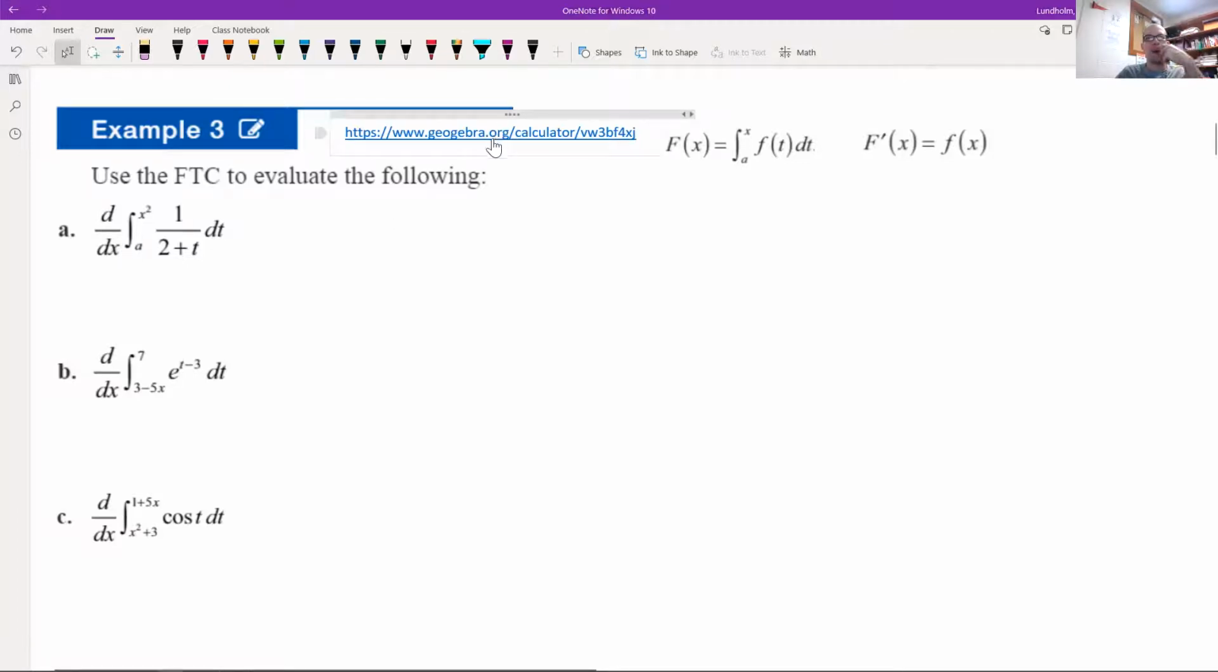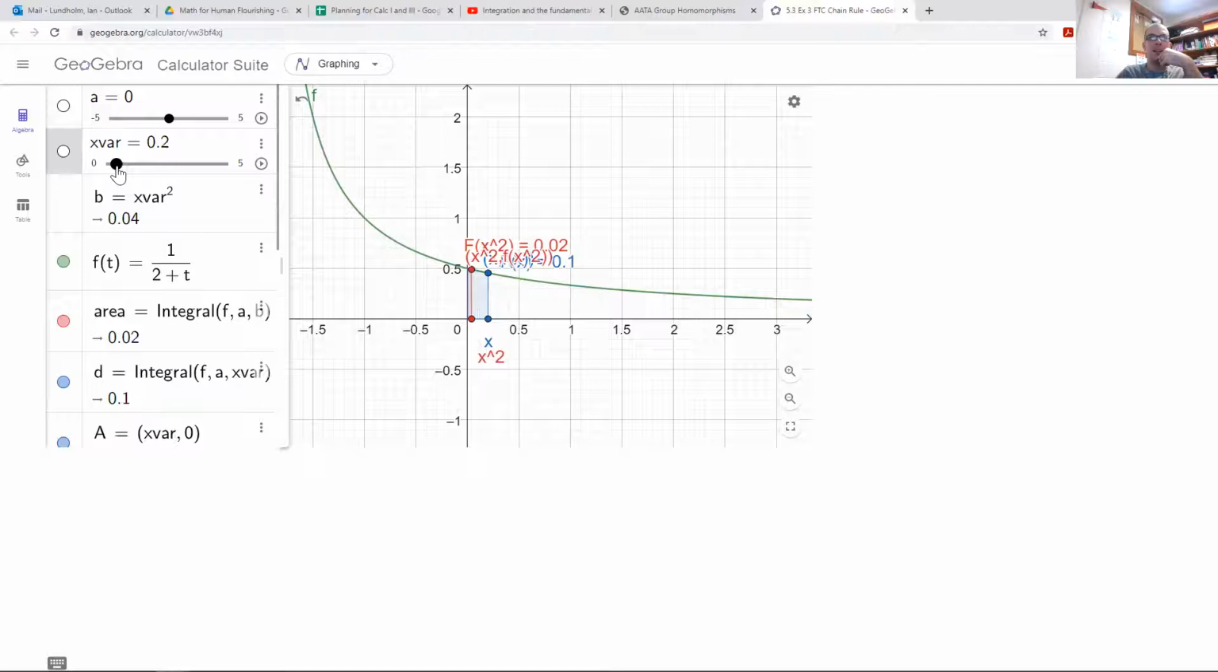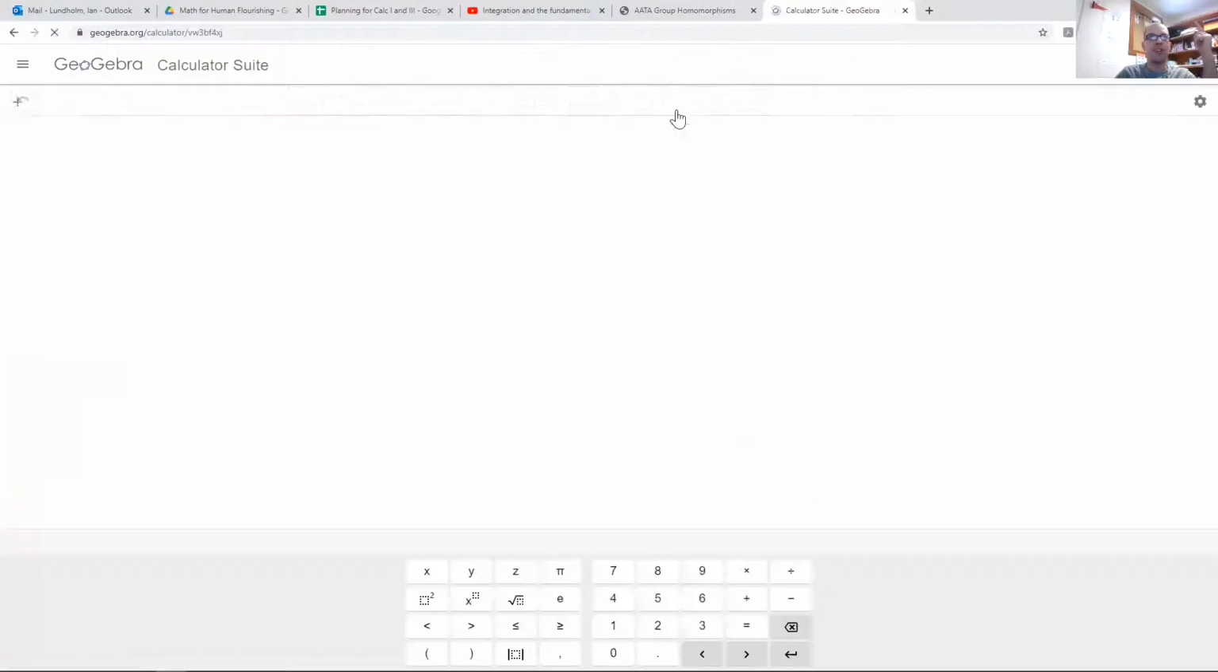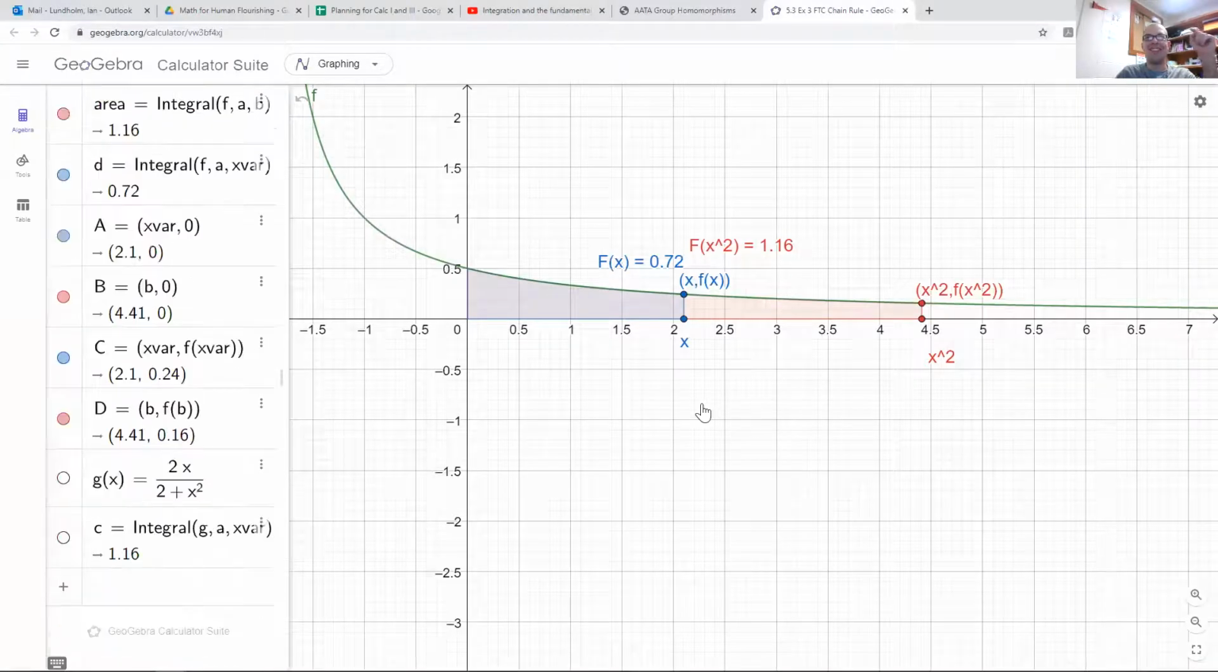Let's go to GeoGebra. Whoops. All right, let's move this up. Come on. You can do it, GeoGebra. Refresh.